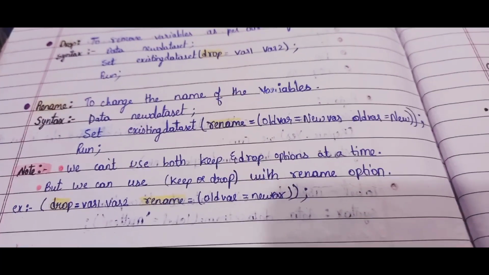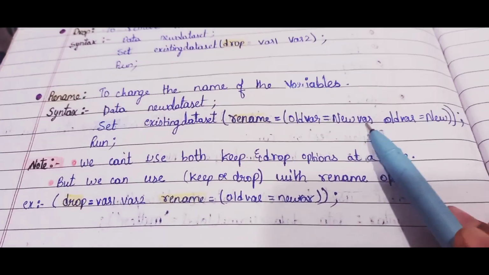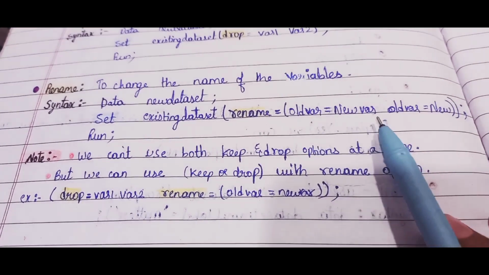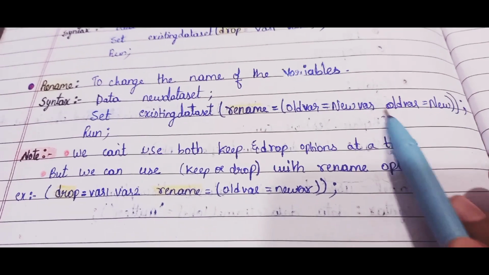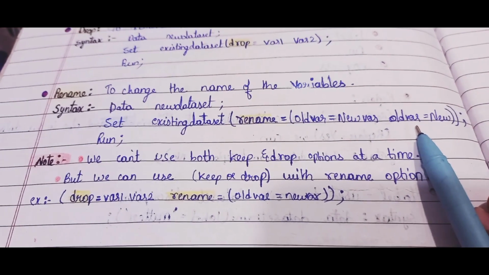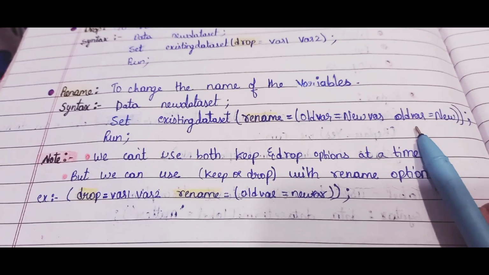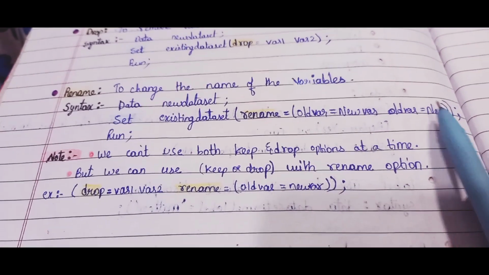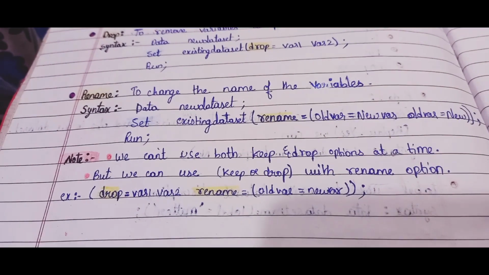Okay, next with a space. You have to give a space. Again another variable will be there. If you want to change the variable name of a second variable also, you can give. You can change multiple variable names.